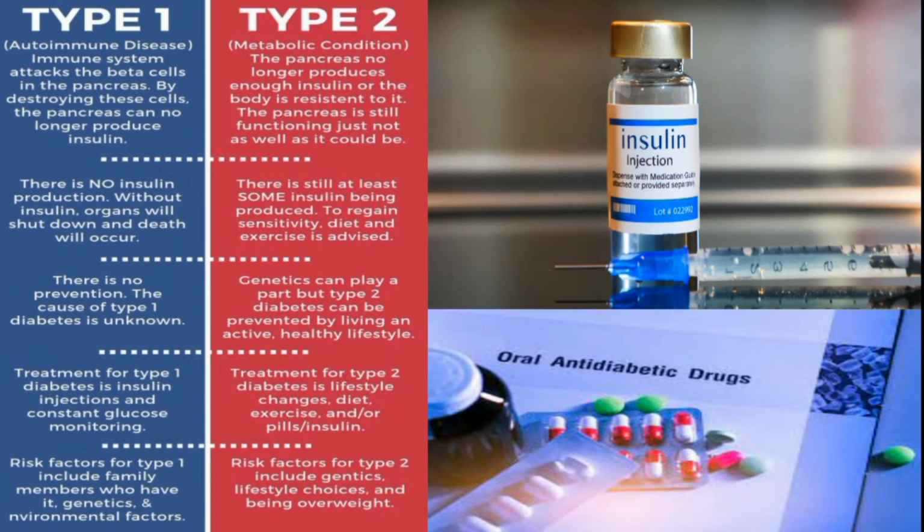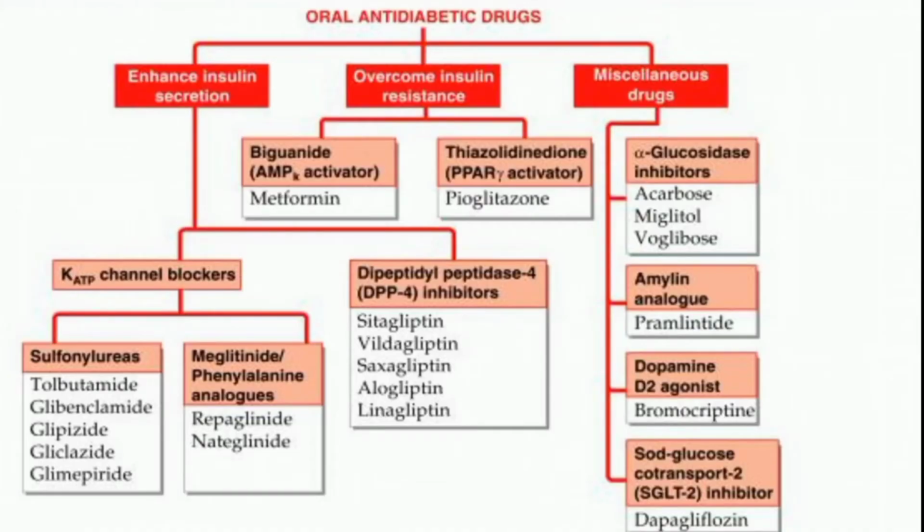So this is the insulin and these are the oral antidiabetic drugs. Now coming to the oral antidiabetic drugs, we are discussing Voglibose, but I will give a brief classification regarding the oral antidiabetic drugs. These are divided into 3 major categories. One is enhanced insulin secretion, second is overcoming insulin resistance, and third is miscellaneous drugs.